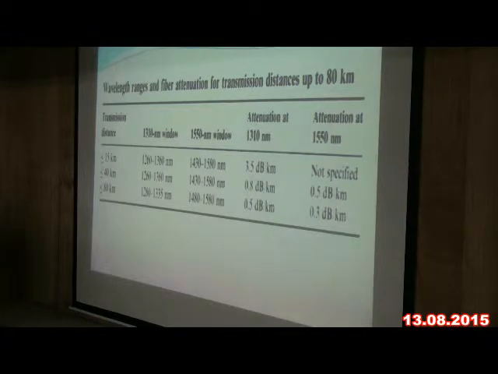The optical wavelength is divided into 3: first window, second window, third window. For the first window, the wavelength is 850 nanometer. For the second window, the wavelength is 1330 nanometer. And the third window, 1550 nanometer. In the first window, we use the LED as the optical source. As we increase the number of windows, we use the laser as the optical source. What is the difference between the first window and the third window? It depends upon the capacity.